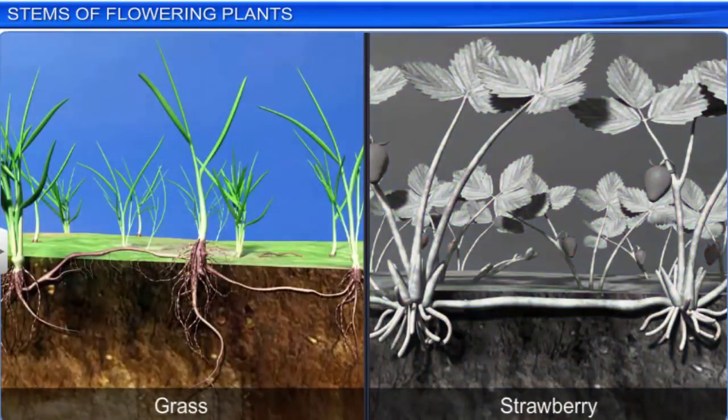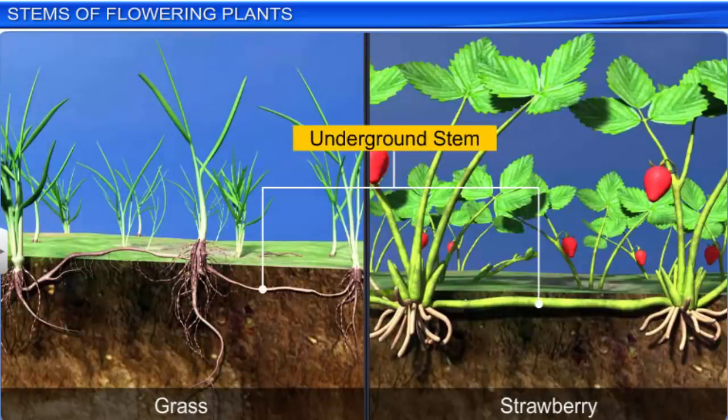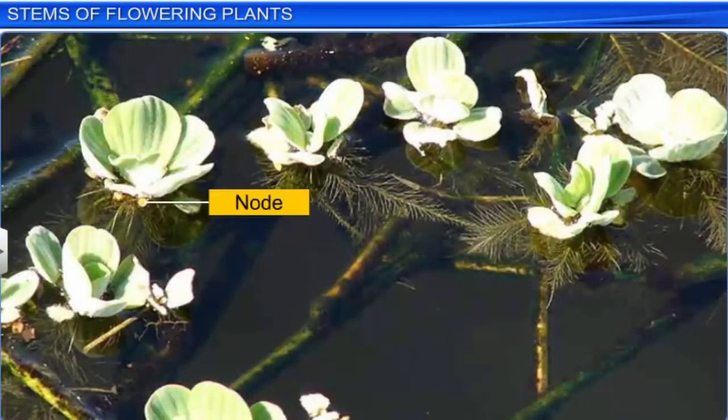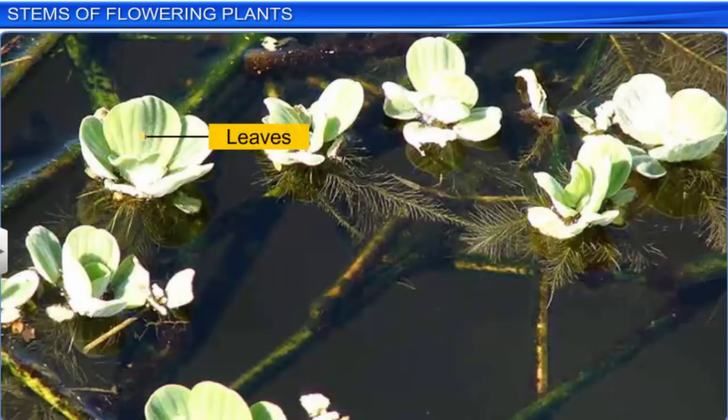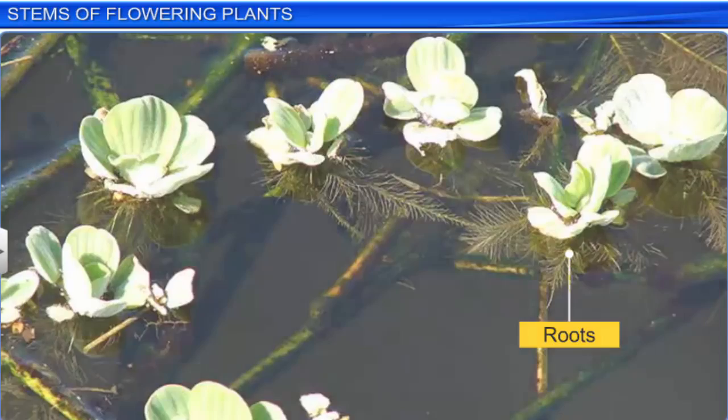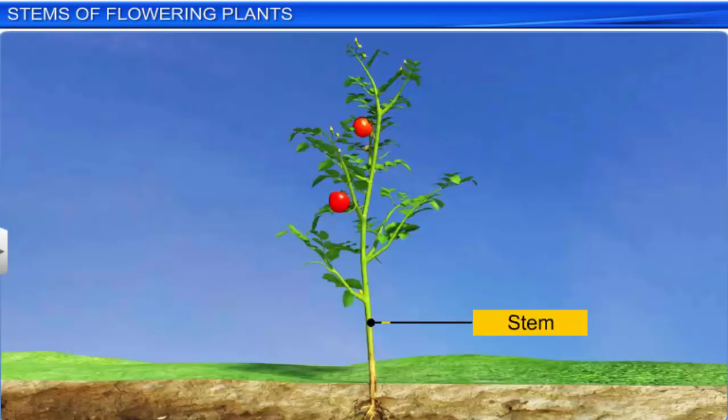In some plants like grass and strawberry, some stems get modified and grow underground. These underground stems spread to new niches and form new plants as the old ones die. Certain aquatic plants like pistia and eichhornia also have modified stems with short internodes. The nodes of these plants have clusters of leaves and small bunches of hair-like roots, which help the plant to stay afloat. The stem, therefore, is one of the main structural axes of a plant, apart from the root.